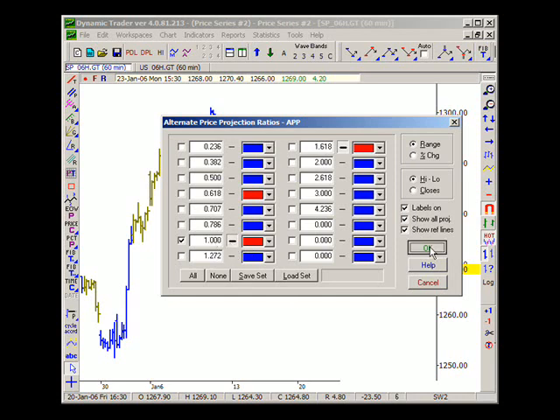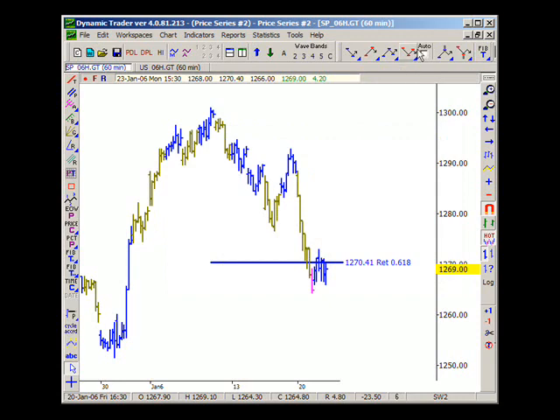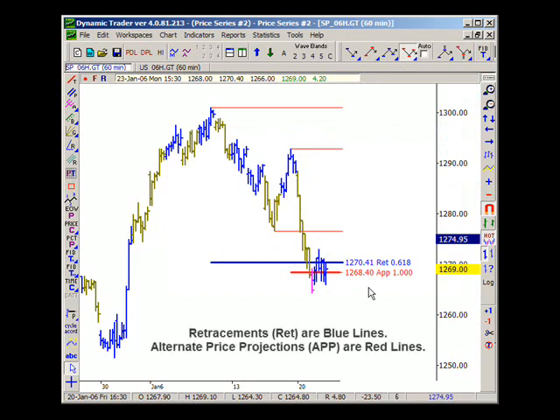So once we've made our choices and we got it set up how we want to display it, then we just click from high to low, and then the third point, and in this case, the 100% alternate price projection is made. So that's how we'll be doing it throughout this tutorial. I want to show you just one other thing.